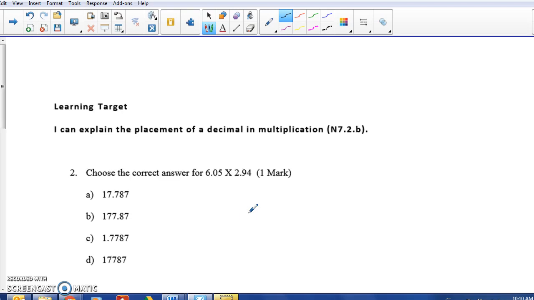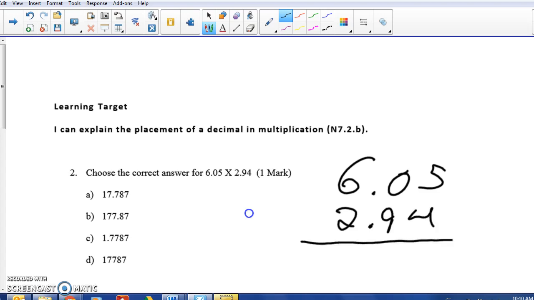For question number 2, I need to choose the correct answer for 6.05 multiplied by 2.94. So when I do my multiplication, and I'm just going to skip through the step, you'll see I get 17787 in that order, and you'll notice over here that A, B, C, and D all have the same digits. The only difference is where the decimal is placed.